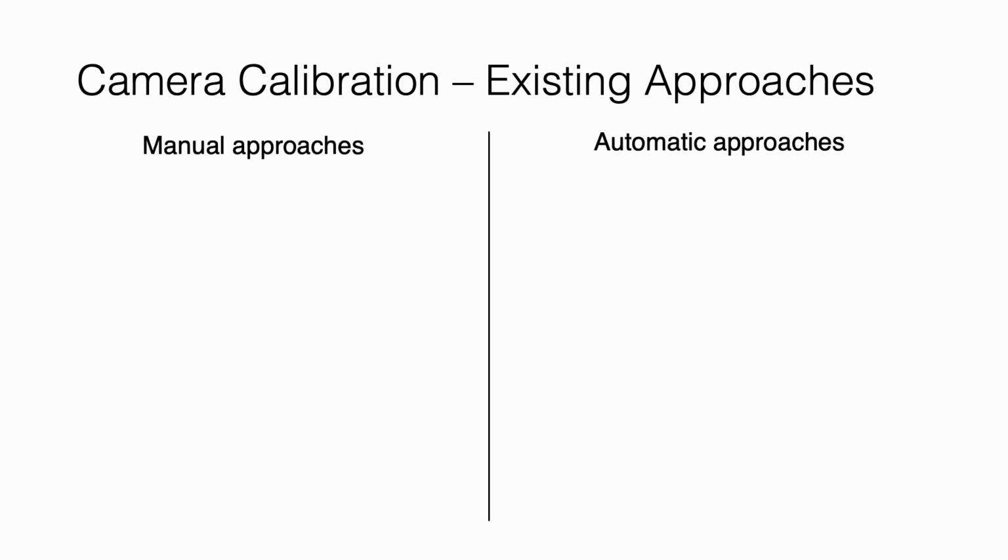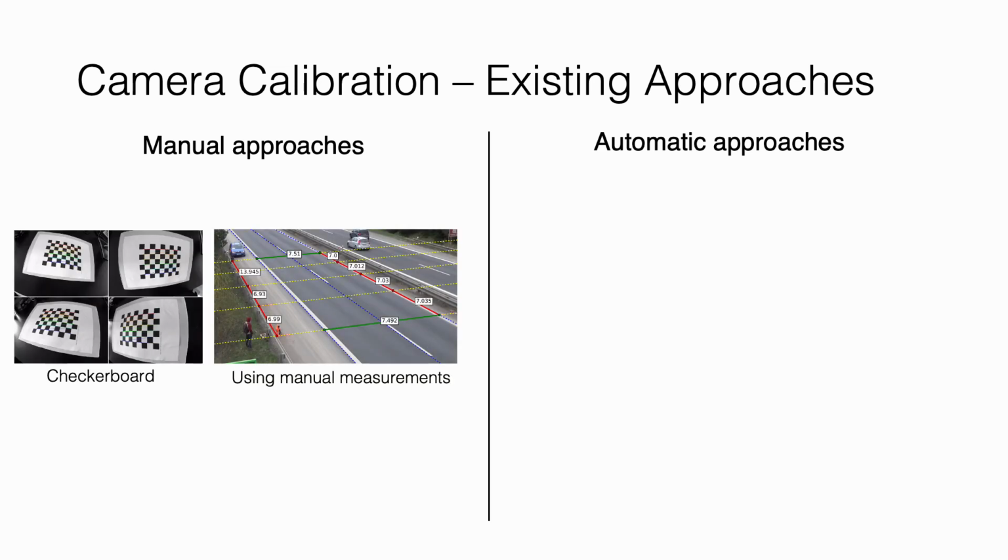Given a single RGB video, there have been many approaches to obtain camera calibration. Firstly, there are manual approaches where we use measurements such as checkerboard or known distances on the road. However, these methods are impractical, especially if we don't have access to the physical location.